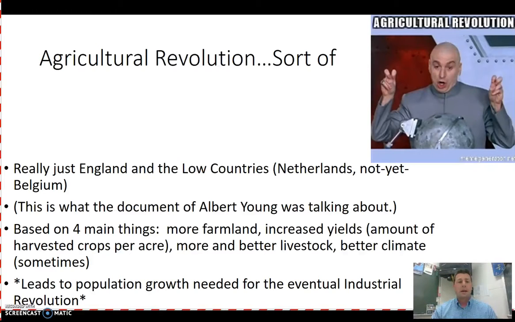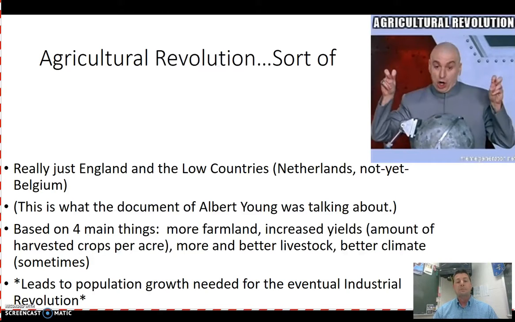Okay, this agricultural revolution, sort of in quotes here, is starting in the late 1600s, and it's a revolution that we're not really sure whether it's actually a revolution or not. We don't see necessarily sustained growth across all of Europe, so I don't know if it makes lasting changes enough to say that it's a European revolution in terms of agriculture. It's really just England and the Low Countries, low being elevation, below sea level, that kind of thing. That's the Netherlands and almost Belgium. This is what one of the documents in your KEP packet was talking about, where we see the English trying to make fun of the French and saying that the English system is better.